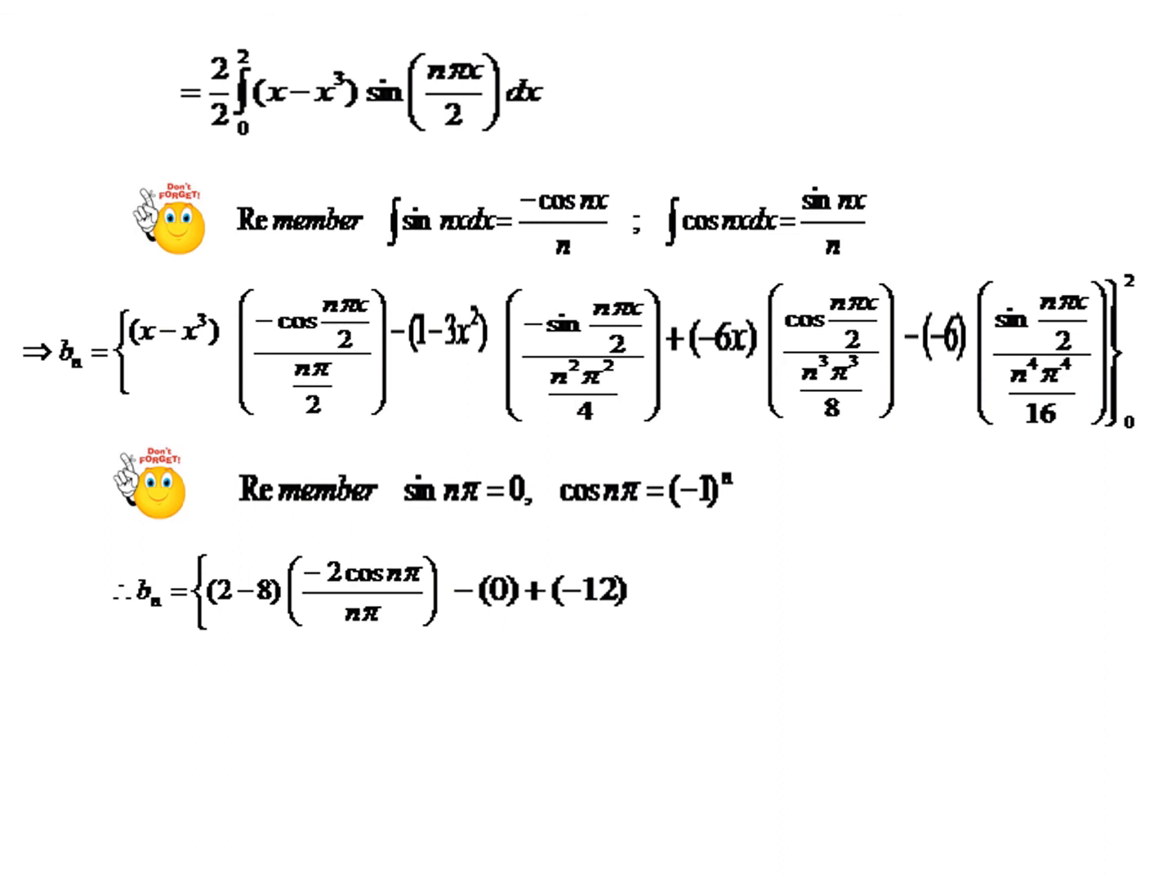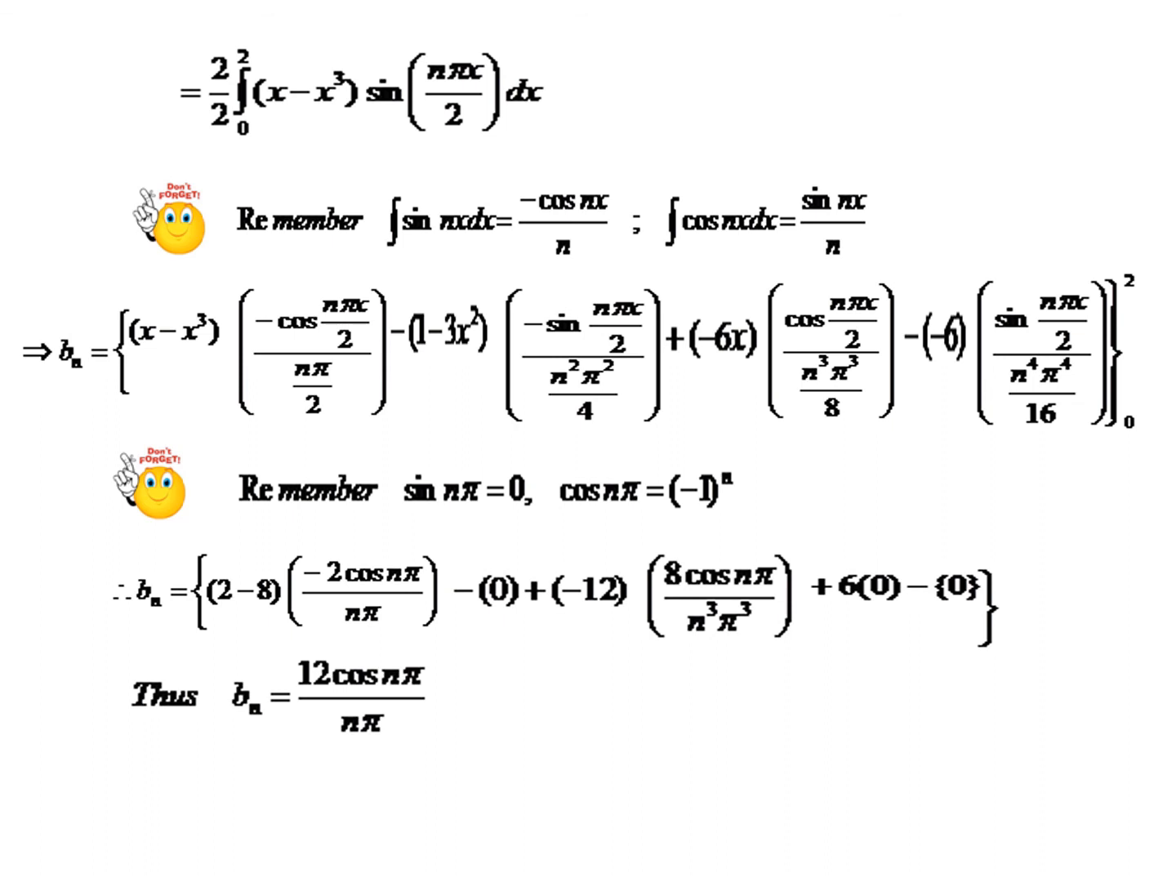And the next term will be minus 6 into x. No, there we have to put x as 2. So minus 12 into cos n pi by n cube pi cube by 8. So that 8 has gone to the numerator. Next plus 6 into 0 because sin n pi will be 0. Minus lower limit. What's the lower limit? When we put x as 0, the lower limit will be 0. All the terms will become 0. So this is the final value of Bn when you simplify.